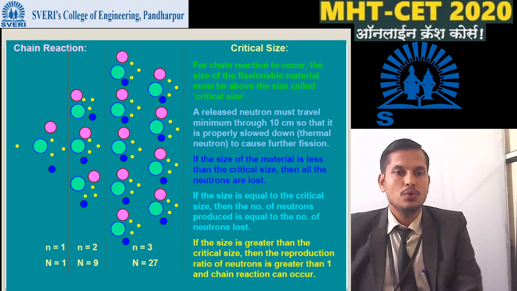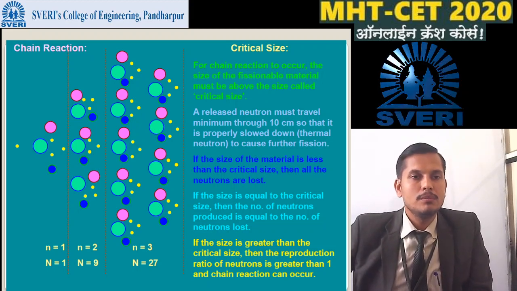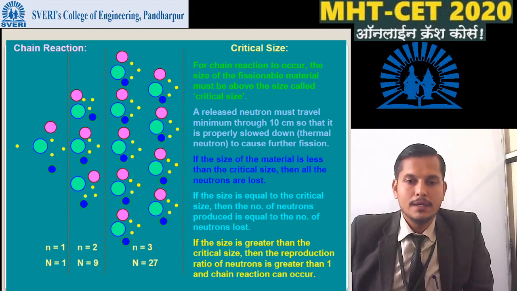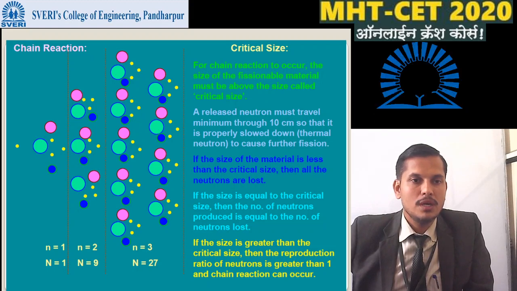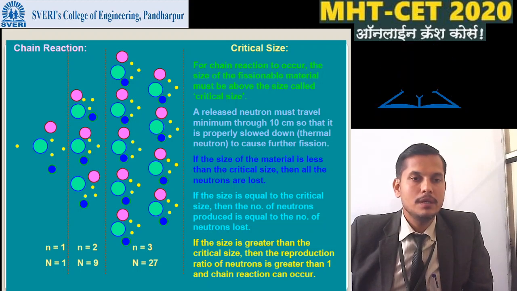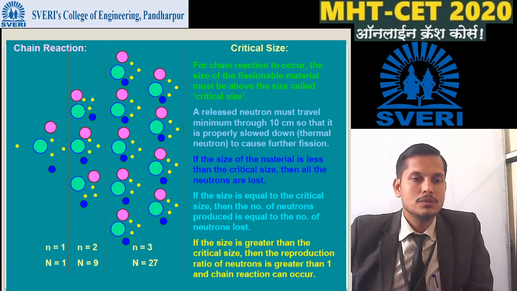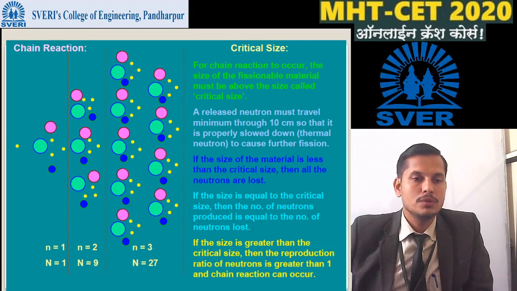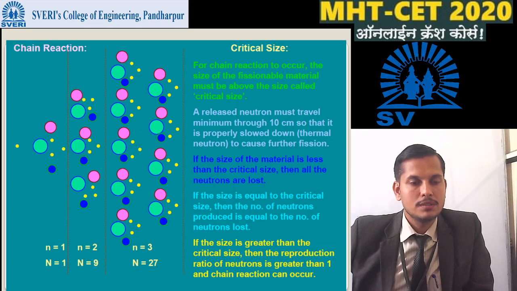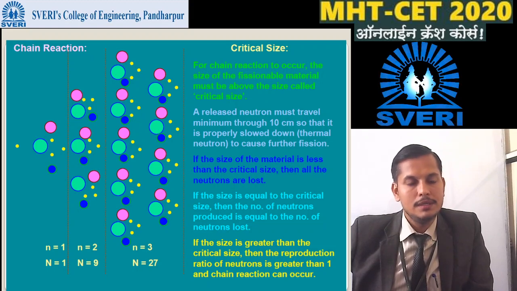For a chain reaction to occur, the size of the fissionable material must be above the size called critical size. A released neutron must travel a minimum of 10 cm so that it is properly slowed down to cause further fission. If the size of the material is less than the critical size, then all the neutrons are lost. If the size is equal to the critical size, then the number of neutrons produced is equal to the number of neutrons lost. If the size is greater than the critical size, then the number of neutrons produced is greater than the number of neutrons absorbed or released by that system.